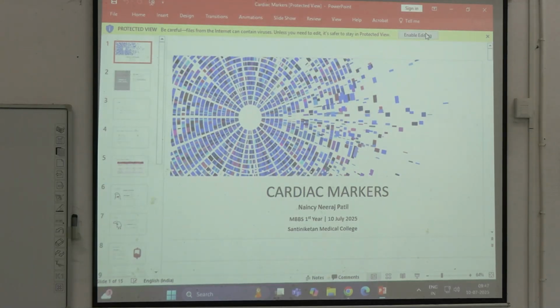Good morning, respected professors and one and all present over here. I'm Nancy Neeraj Patel, and let us proceed with the topic of cardiac marker in today's session. So, what exactly is a cardiac marker?